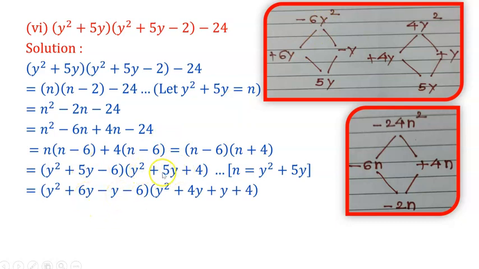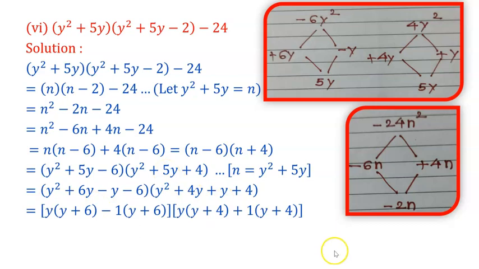What about the next bracket? Again the product of y square and 4 is 4y square. The middle term is 5y. Again there are two numbers, that is 4y and plus y. Their sum is 5y. Product is 4y square. Therefore here we will replace 5y by 4y plus y.